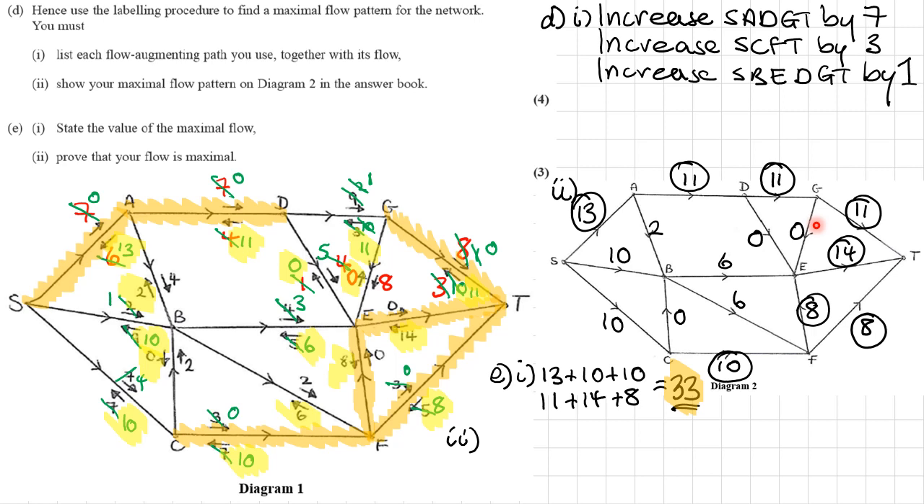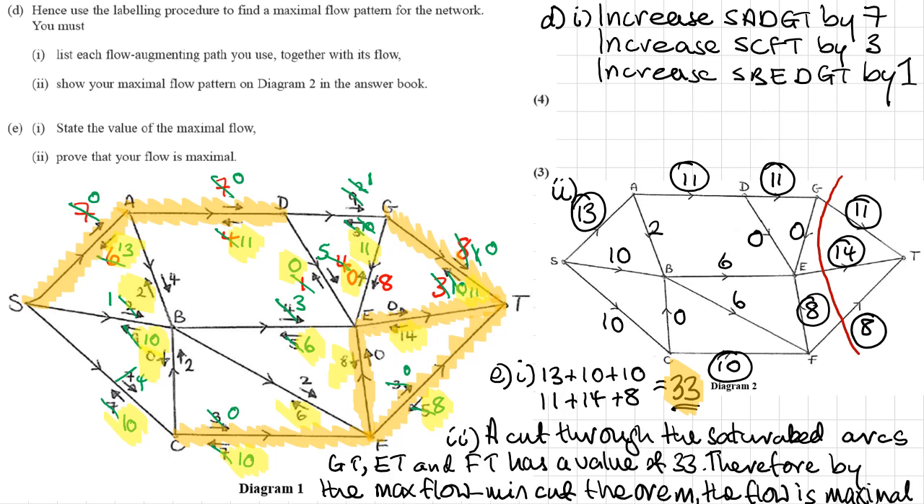Now, to prove that this flow is maximal, I need to use the maximum flow minimum cut theorem, and I either need to find a cut through empty arcs from T to S, which I can't do, or saturated arcs from S to T, and it's possible to do that. I can put a cut here, and that goes through 3 saturated arcs, GT, ET and FT.